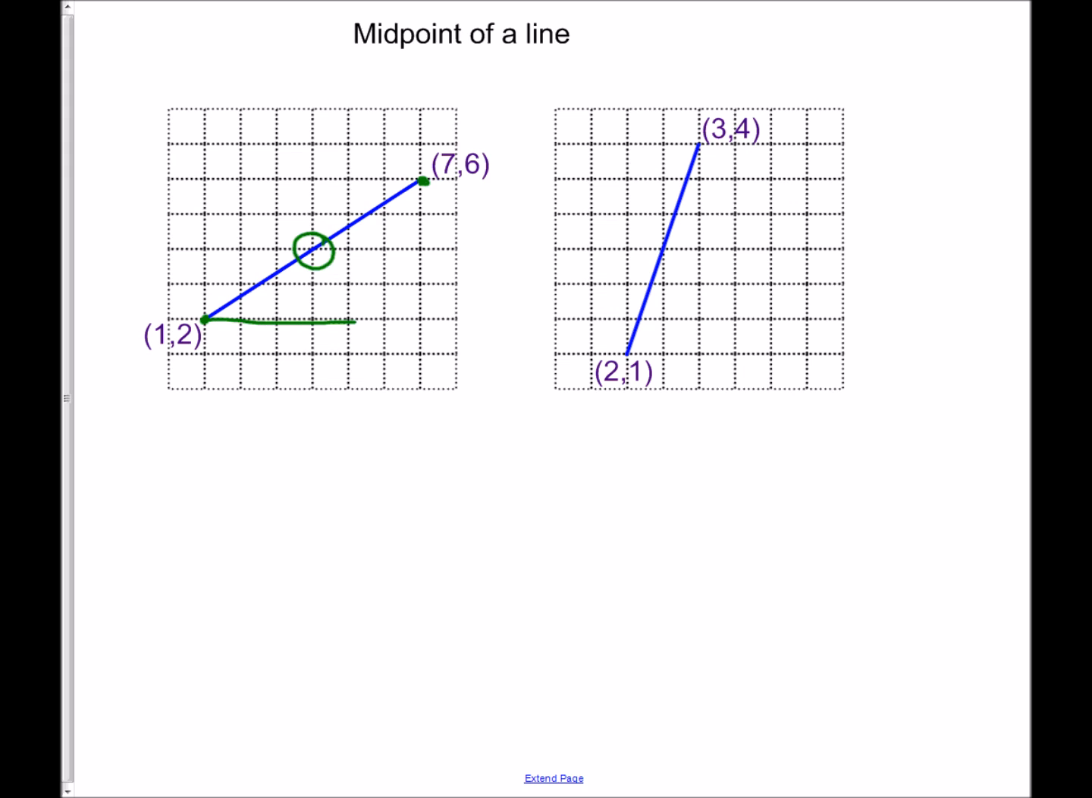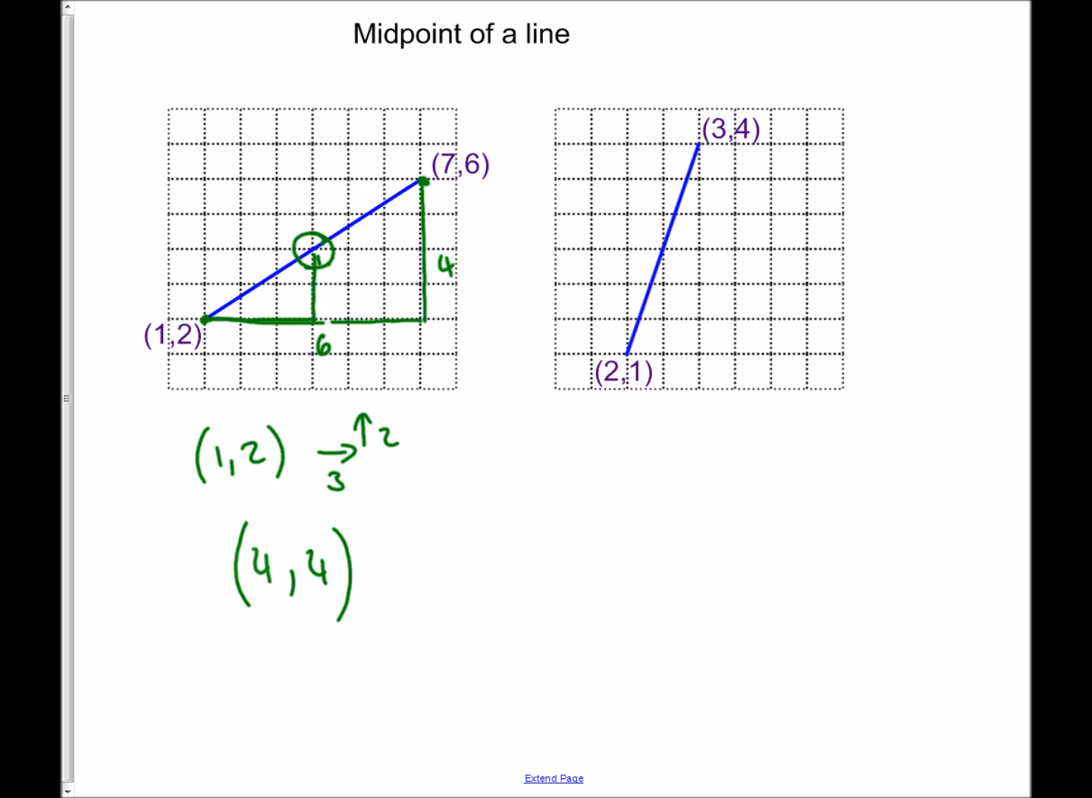Well, here I'm going across and I'm going across 6. And then I'm going up 4. Well, to get to the midpoint, I want to do half of that. So rather than go across 6, I want to go across 3. And rather than go up 4, I want to go up 2. So if I start at 1, 2, and I go across 3, and I go up 2, then 1 plus 3 is 4, and 2 plus 2 is 4. So you can see that I'm getting to the coordinate 4, 4.